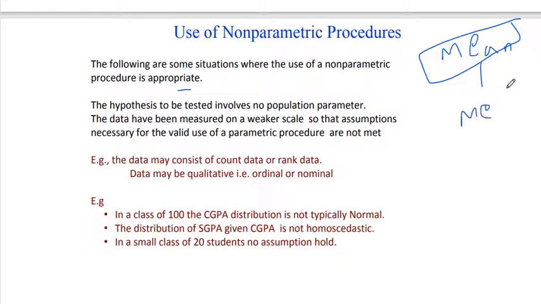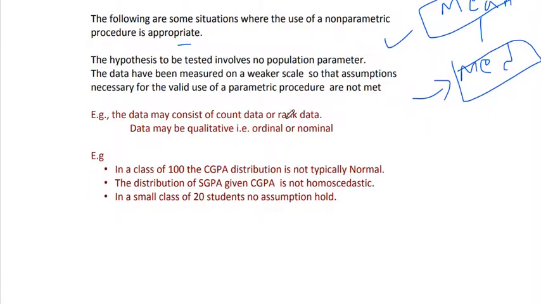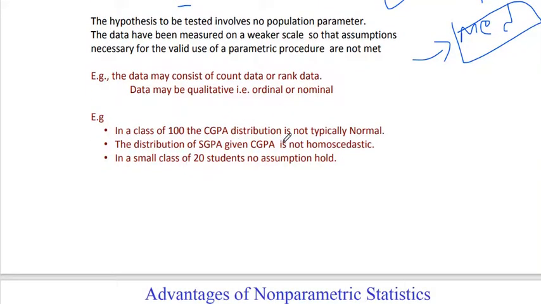Why? Because the mean is based on all observations. The median does not depend upon all observations, so generally we mostly use the median and ranges. The data may be counted data or ranked data. Data may be qualitative, that is ordinal or nominal. In a class of 100, the CGPA distribution is not typically normal. The distribution of SGPA and CGPA is not homogeneous. These are all examples of non-parametric.